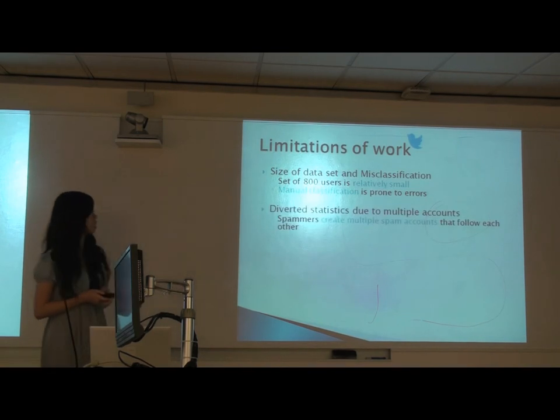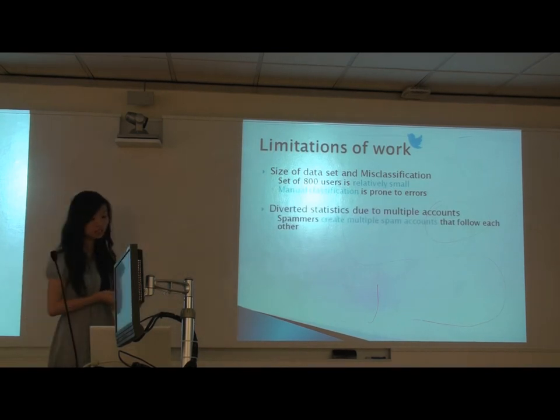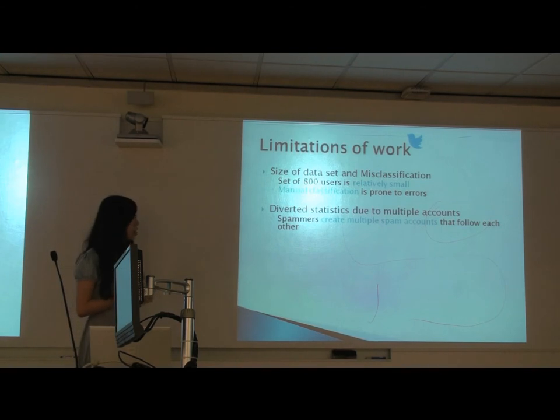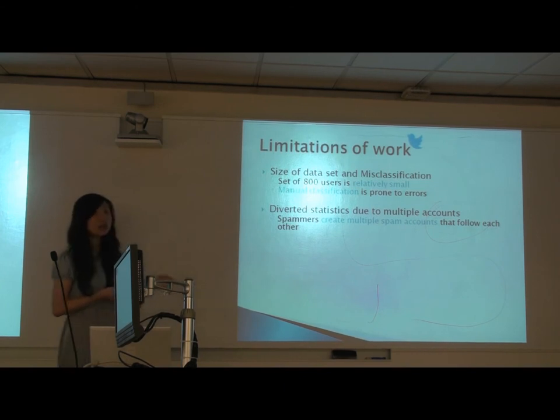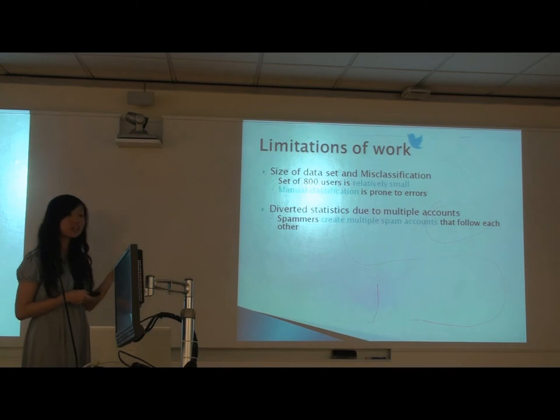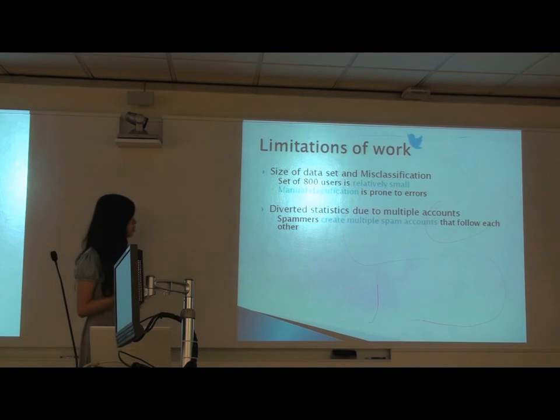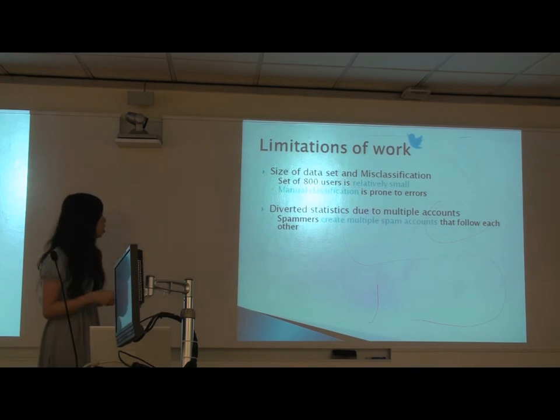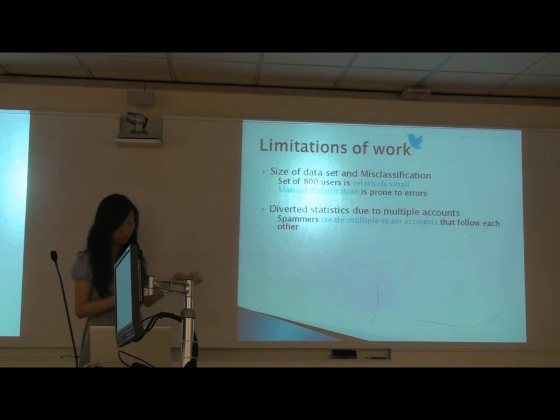And the second limitation will be divergent statistics due to multiple accounts, as spamming is a problem existing for a very, very long time, and spammers are actually thinking of ways to escape from the eyes of Twitter and maybe many other users. So some spammers may create multiple spam accounts that follow each other. At the end, they may create a network that is similar to legitimate users, and this will be very hard to identify.